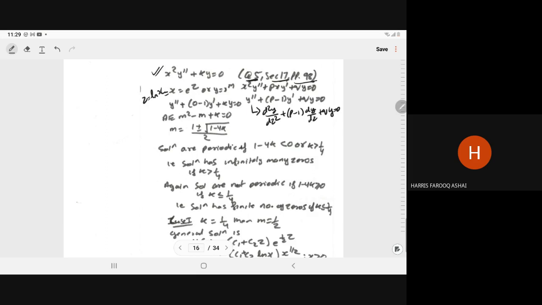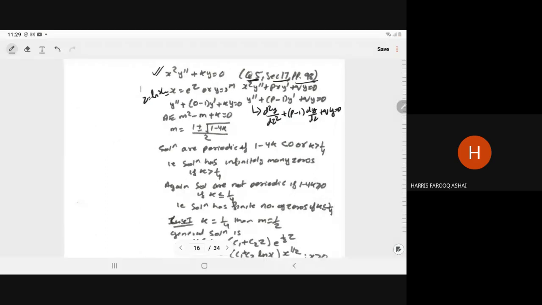So when we have this, Sir, what is this? Sir, what is written here? Y is equal to x to power m. Sir, y is equal to x to power m.